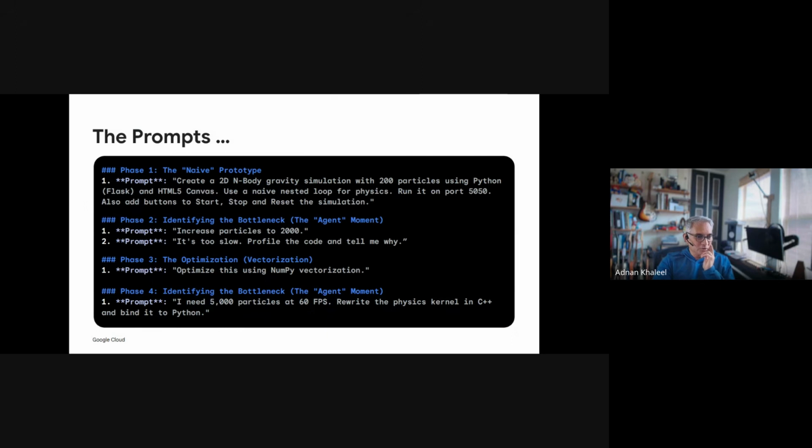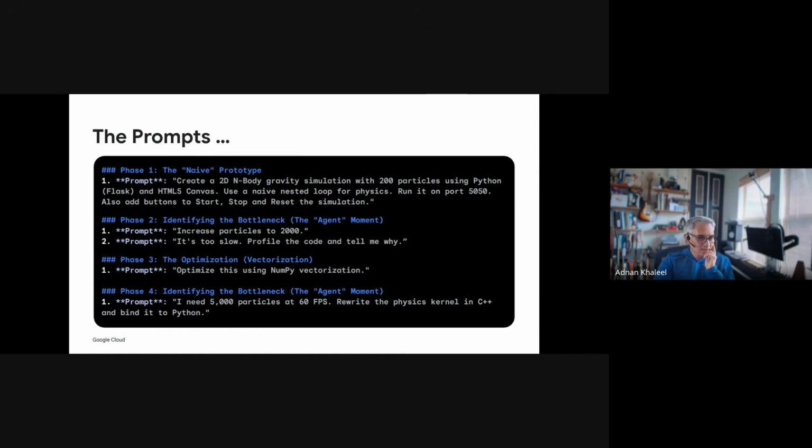But I just want to walk you through the prompts because once we get into the IDE, things are going to move fairly quickly, so that you can follow. Phase one, as I said, here's the prompt: create a 2D n-body gravity simulation with 200 particles in Python. And you ask it to use Flask and HTML5 canvas to do the visualization. And again, I give it some extra information, like where to run it.